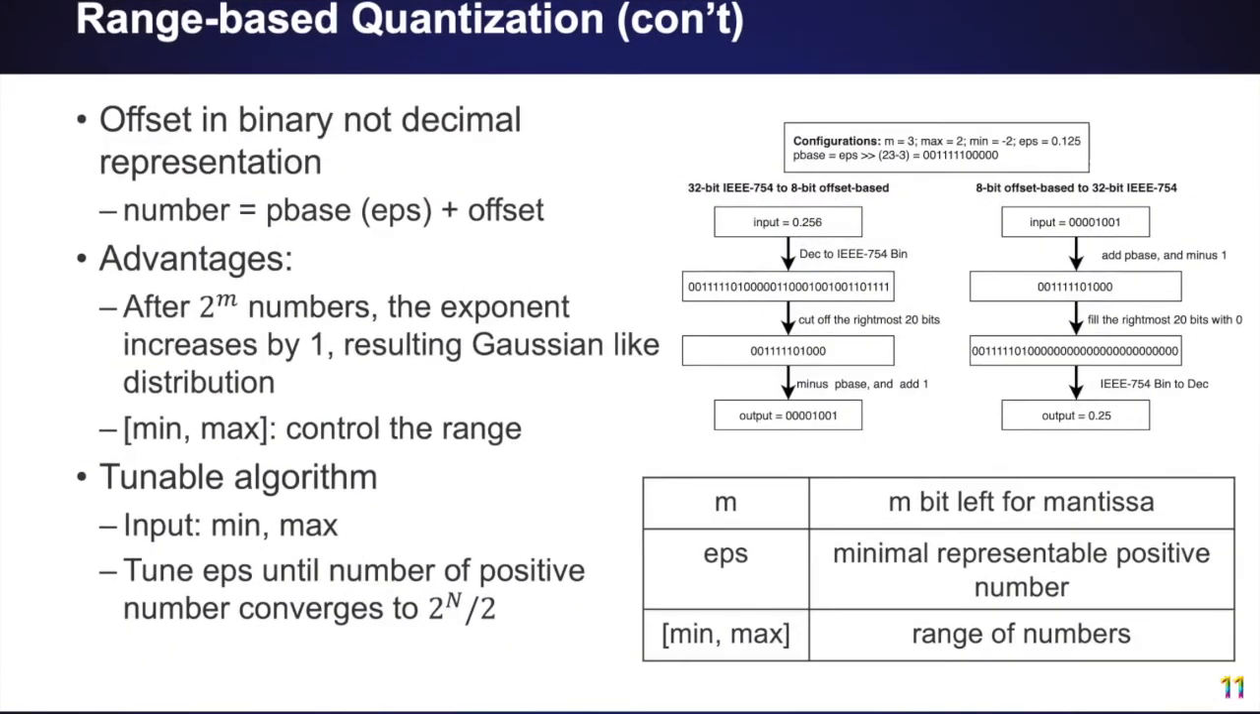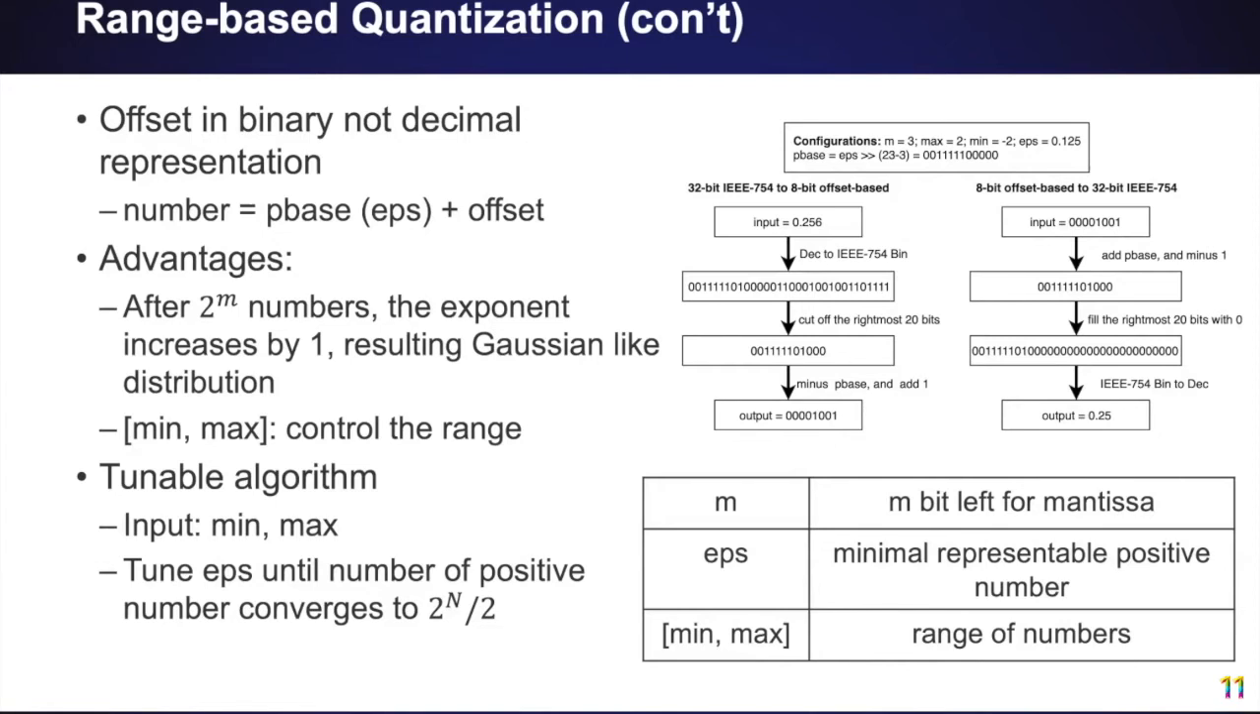Our range-based quantization utilizes offset to represent a number. Instead of doing an offset in the decimal format, we do an offset in the binary format. So any number can be considered as an offset with epsilon. The epsilon means the minimal representable positive number. The right figure gives an example of how to convert a 32-bit float into an 8-bit range-based number.